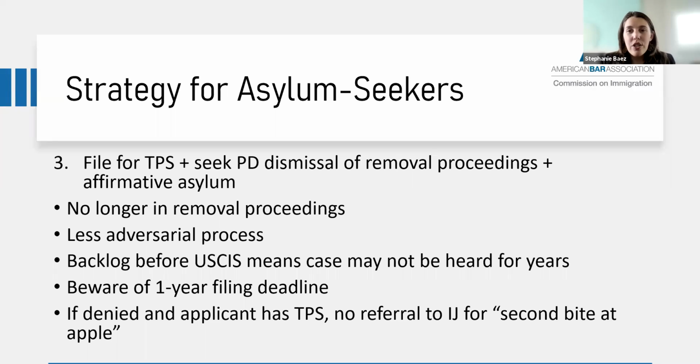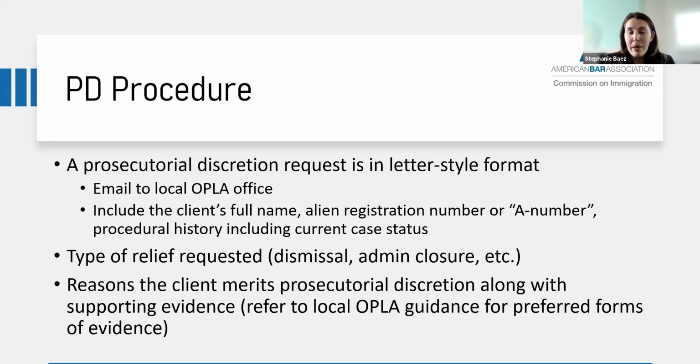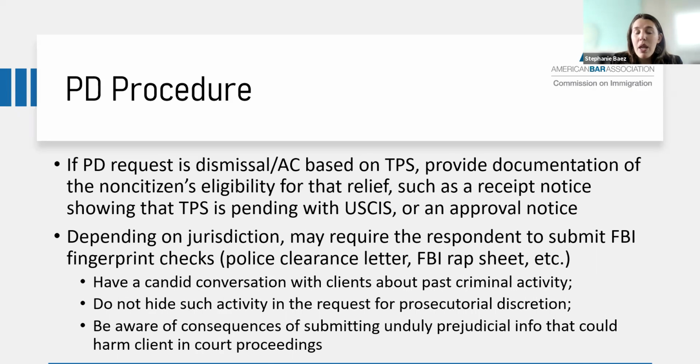So with all of these strategies, there are some pros and cons, but it's a good conversation to have with your client about what might be the best path for them. If you do decide to seek prosecutorial discretion for admin closure or dismissal, then the general structure is to send a letter. It gets emailed to your local OPLA office. It needs to include the type of relief you're requesting, the reason that your client merits PD, along with some supporting evidence. Each jurisdiction is really different with PD, and you should refer to your local guidance.